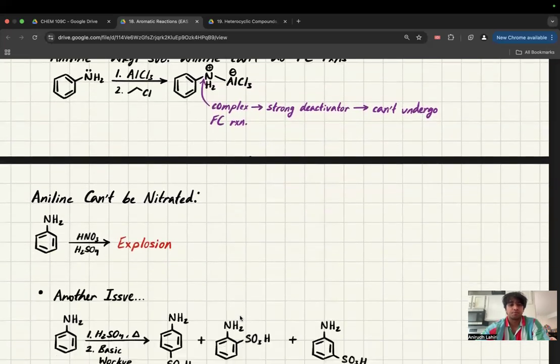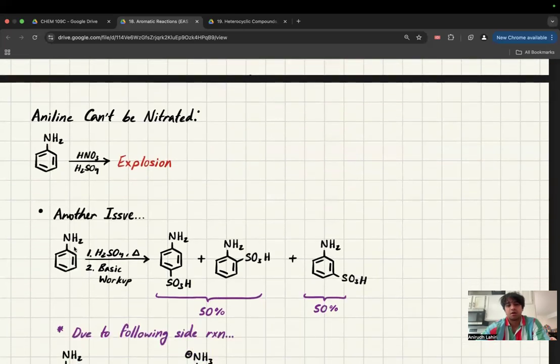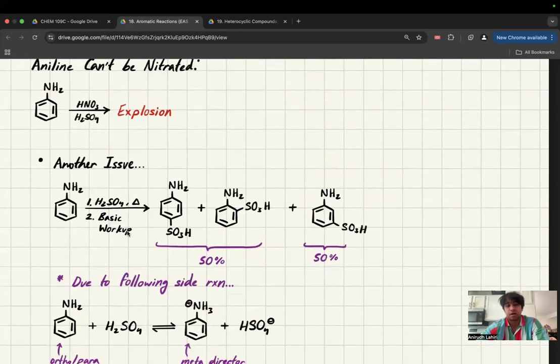Okay, cool. So aniline can't be nitrated either. This is causing an explosion. You can look up why if you're interested, but for the purposes of this class, it's not particularly relevant. You just have to know it doesn't happen. There's more issues here. There's side reaction issues.